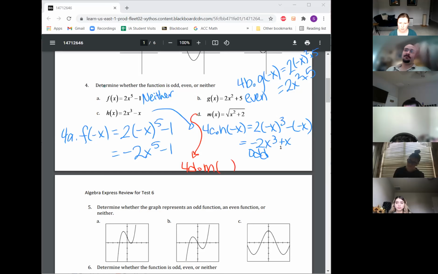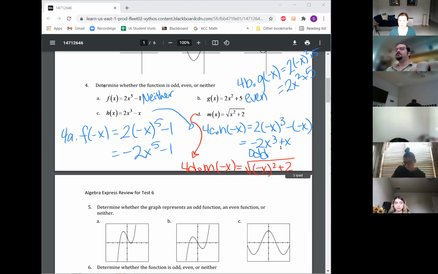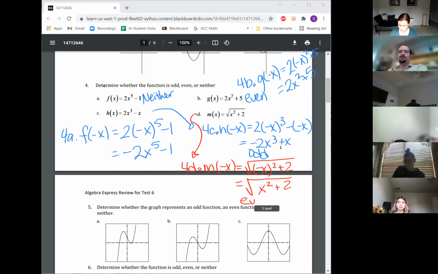So you put -x inside the parentheses. And you also put it here. So then +2. And then that'd be x. Still square root, right? Yeah. And then it'd be x +2. X squared still, right? Because -x squared is still x squared. Yeah. So that makes it even. Yeah, because it matches the original. Okay. Nice. Cool. All right, let's go on to number 5.